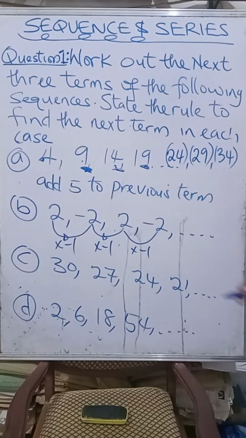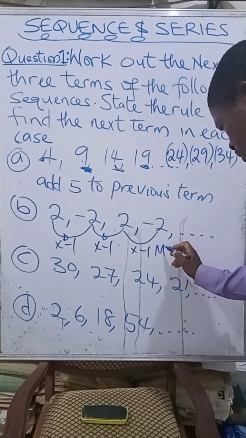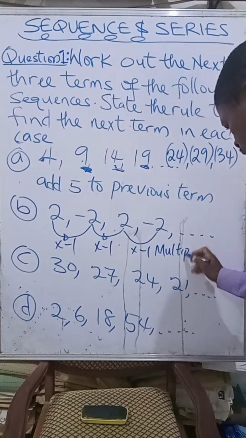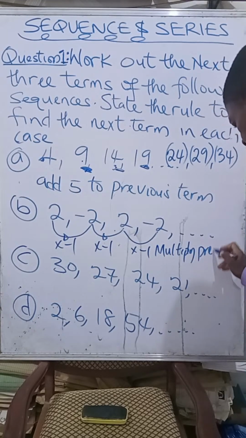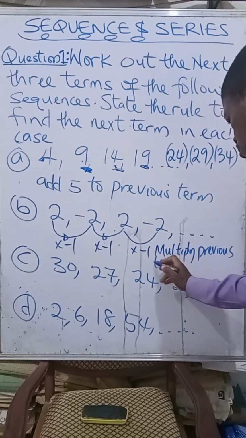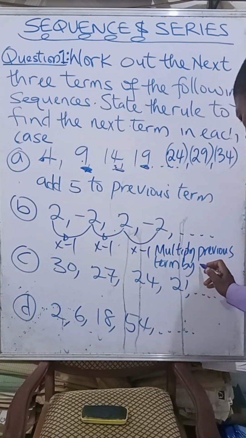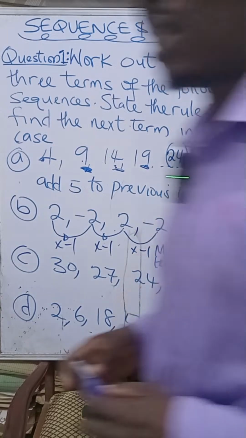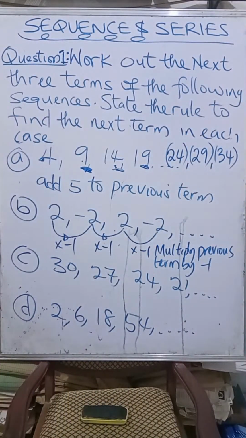So the rule is to multiply the previous term by minus 1. That's the rule. That's the law for that sequence. You keep multiplying the previous term by minus 1.